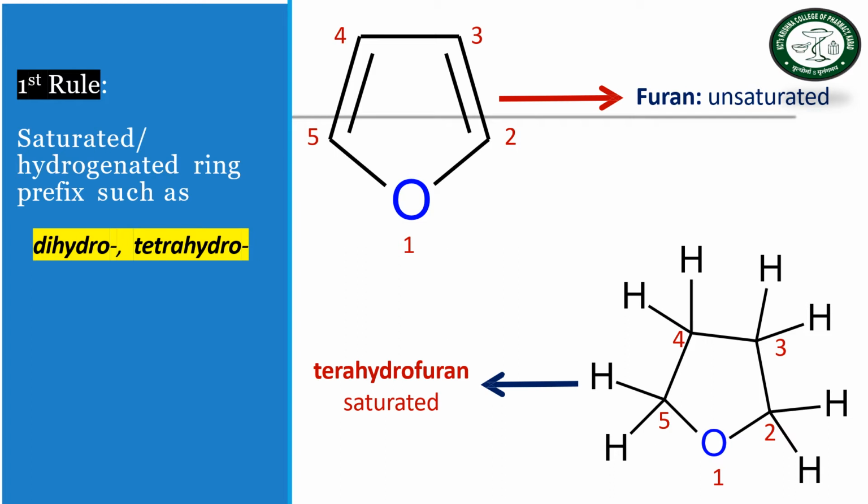Whenever there is an absence of double bonds, the ring nature is saturated. According to the presence of hydrogen, we use prefixes like dihydro, meaning the presence of two hydrogens added to the specific ring structure. But if the number of hydrogens added is 4, then we use tetrahydro.